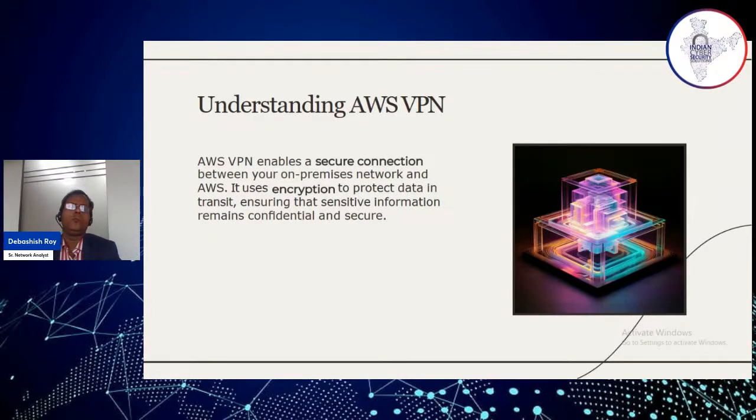So, what do you mean by this AWS VPN? AWS VPN enables a secure connection between your on premise network and AWS that I was talking about. Your on premise server and AWS server, the cloud server, where you are migrating data, there you need the VPN. It uses encryption protocols to protect data in transit. When data is being transported, it is encrypted, ensuring that sensitive information remains confidential and secure.